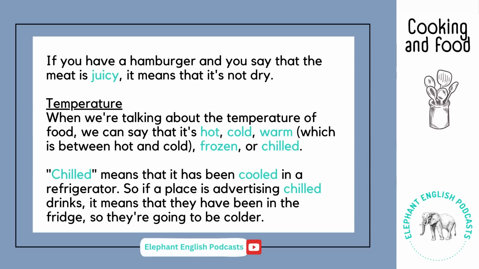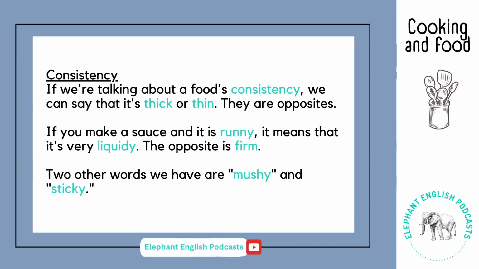So if a shop is advertising chilled drinks, it means that they have been in the fridge, so they're going to be colder. If we're talking about a food's consistency, we can say that it's thick or thin. They're opposites. And runny. If you make a sauce and it is runny, it means that it's very liquidy. The opposite is firm. And then two other words that we have are mushy and sticky.